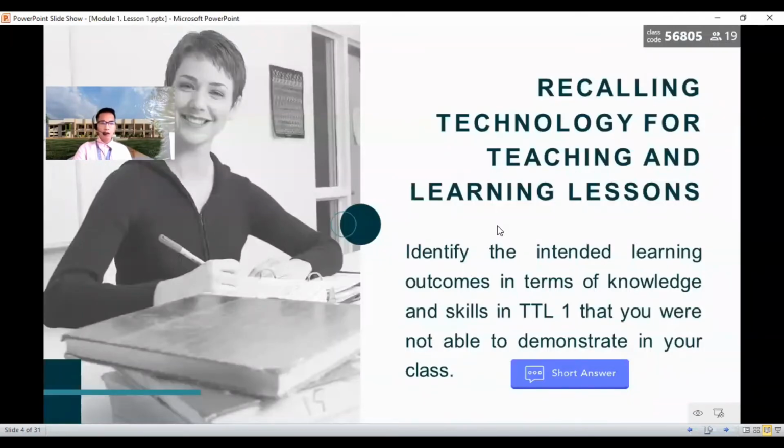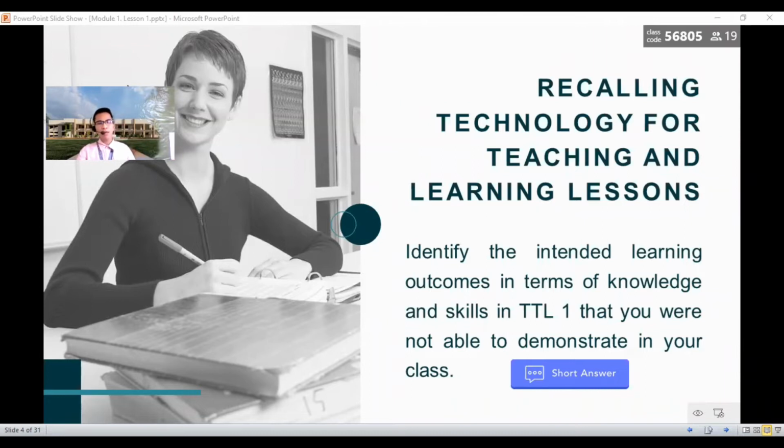Now, let's try to recall technology for teaching and learning lessons. Now, I want you to identify intended learning outcomes in terms of knowledge and skills in your TTL1 that you were not able to demonstrate in your class. In this activity, I want you to recall, isipin natin what are those intended learning outcomes. Take note, ha? Ano yung intended learning outcomes before that you failed to demonstrate in your class? Naisip nyo, binigyan kayo sa TTL1 nyo ng learning outcomes, intended learning outcomes na hindi nyo na-demonstrate. Sige nga, and try to reflect.